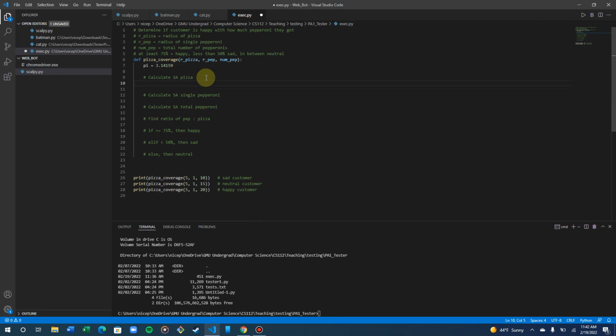Now, we were given on the assignment sheets, and I'm sure some of you remember from math a long time ago, that the surface area is simply pi r squared.